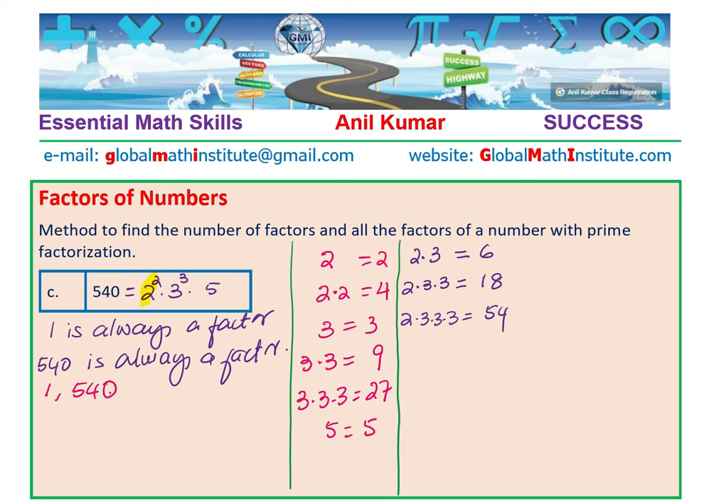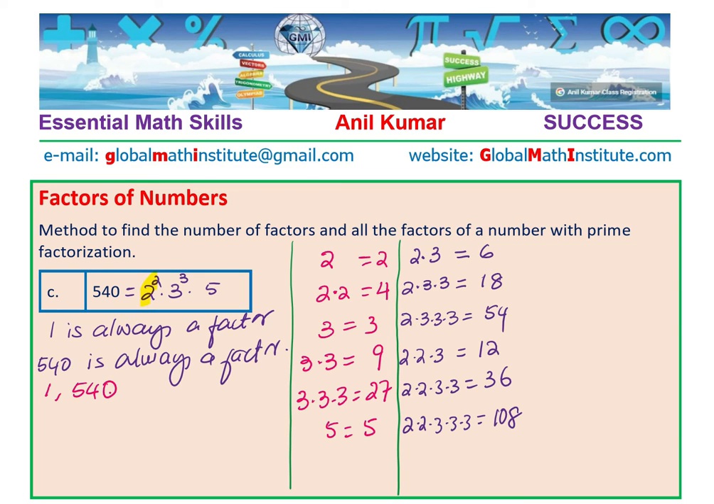Similarly, I could do all that multiplication with two 2's. So I could have two 2's times 3, which will give me 6 times 2, 12. I could have two 2's times 3 times 3, which is 36. And I can get two 2's with 3 times 3 times 3. Correct? And that gives me double of 54, which is 108. You see that? So what I'm doing is all the factors I'm taking one by one. So I've taken combination of 2's with 3's.